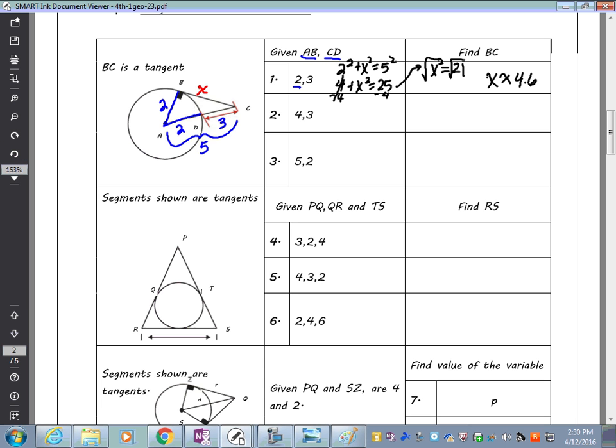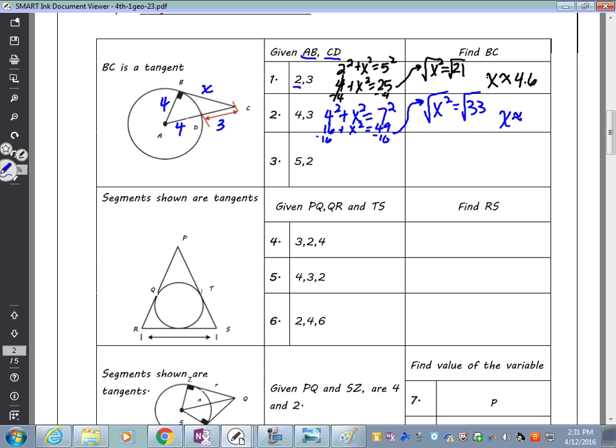All right, so when you do number 2, if you want to redraw it, you can, but we're going to have to relabel because now the radius is 4. The external part of the hypotenuse is going to be 3, and we're still finding BC. So we're going to do 4 squared plus x squared equals, and our hypotenuse is 7 squared. When you work it out, we get 16 plus x squared equals 49, minus the 16 on both sides. This leaves me with x squared equals 33. Then you take the square root, so x is approximately 5.7.